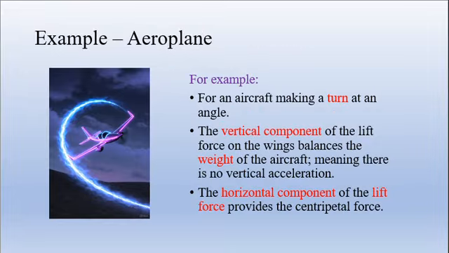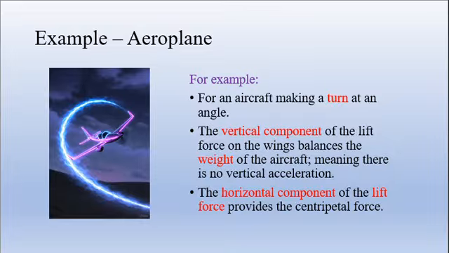So how about an aeroplane traveling in a uniform circular path but at an angle? Here the lift force can be divided into both horizontal and vertical components. The horizontal component of the lift force acts as the centripetal force, and the vertical component of the lift force balances the weight of the aircraft, which is also a vertical component of the forces acting on the aircraft. Therefore, there is no vertical acceleration in both scenarios.